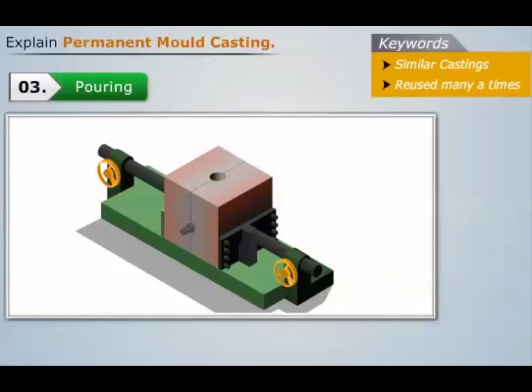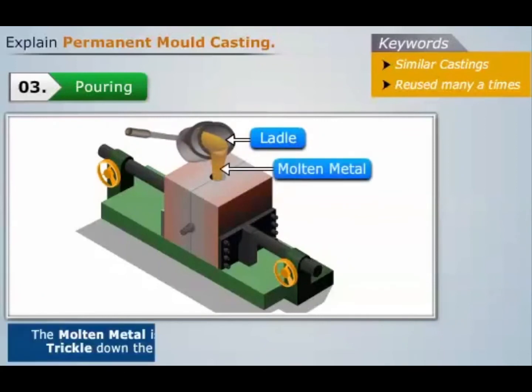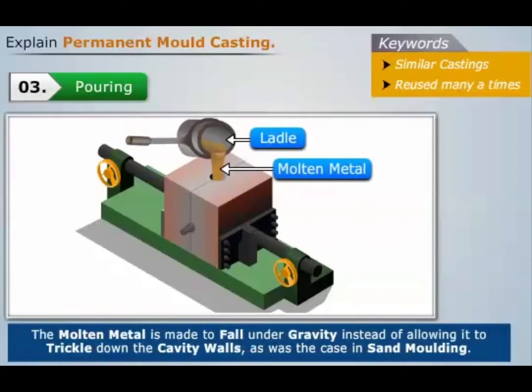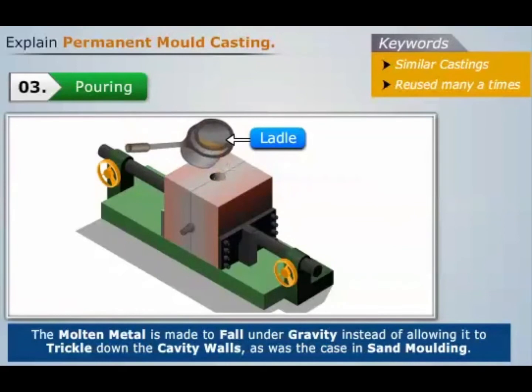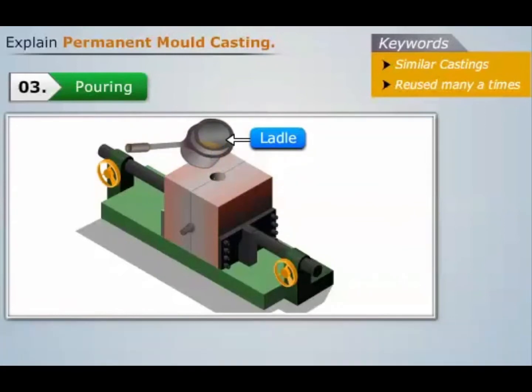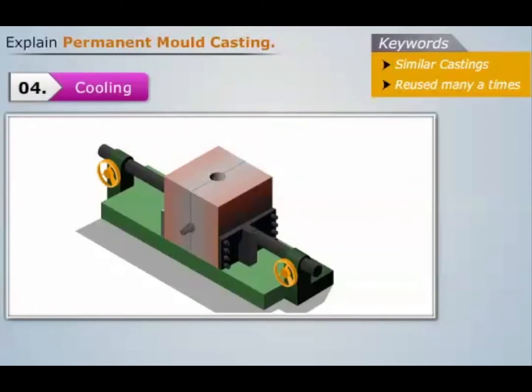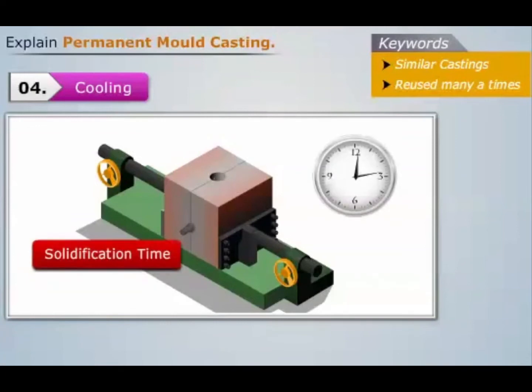Then we move to the pouring step, where we pour the molten metal into the sprue with the help of a ladle. The molten metal is made to fall under gravity instead of allowing it to trickle down the cavity walls, as was the case in sand molding. Then we move to the cooling step, where the ladle is removed, and the mold is left undisturbed to allow the molten metal to solidify inside it.